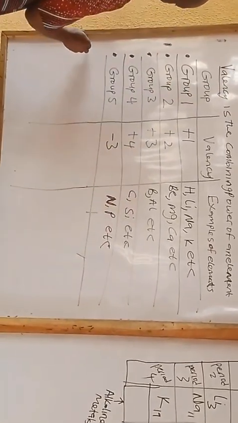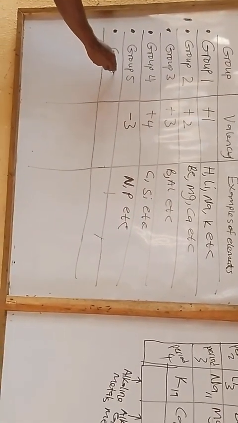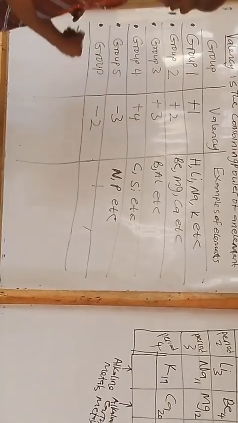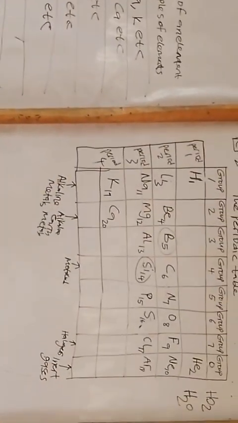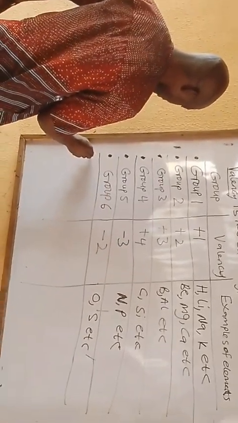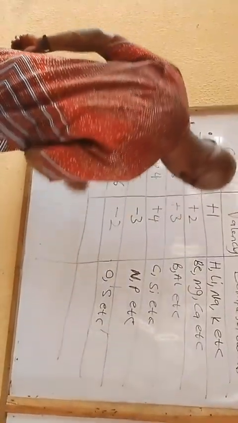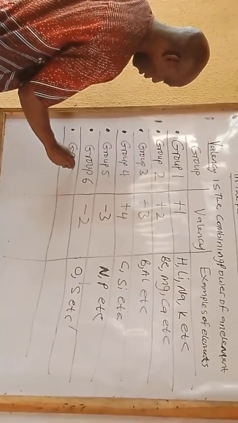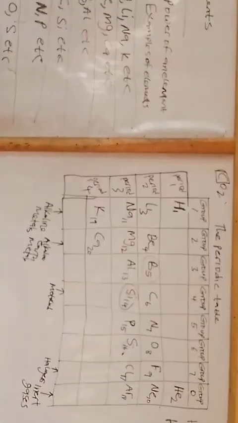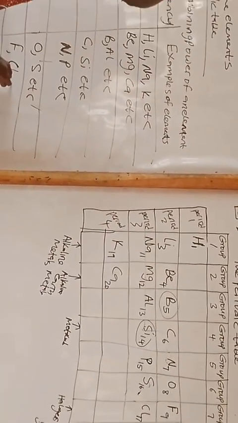Then all elements in group 6 have a valency of -2. Ascending for the metals, descending for the non-metals, their valency from the periodic table. So what you have in group 6 are oxygen and sulfur. Then group 7 elements have a valency of -1, and what you have there are fluorine and chlorine.